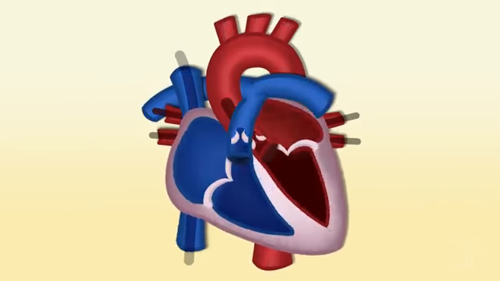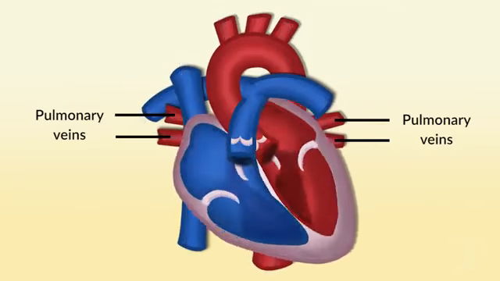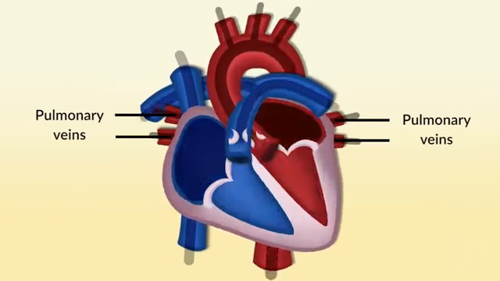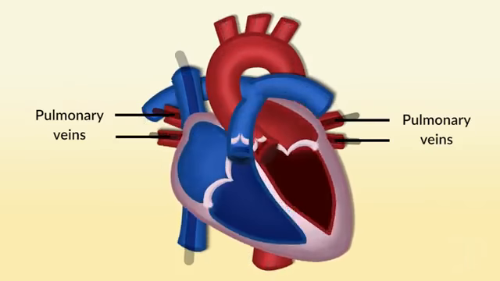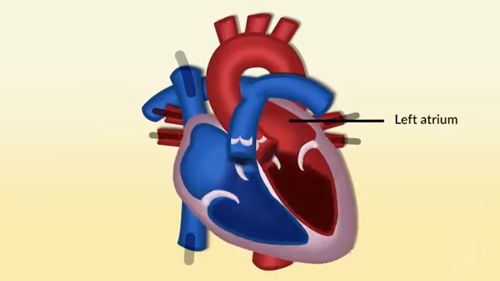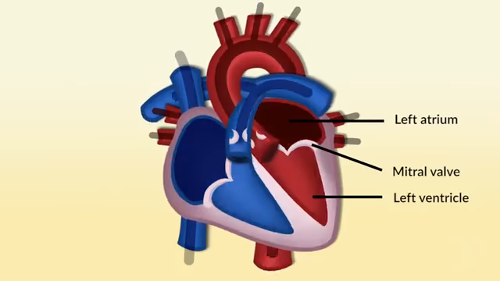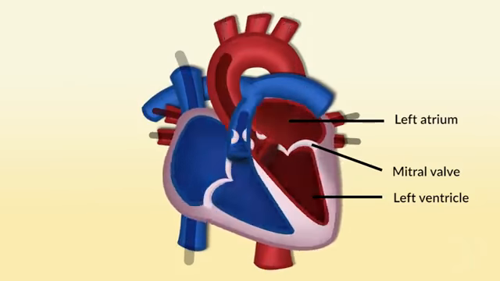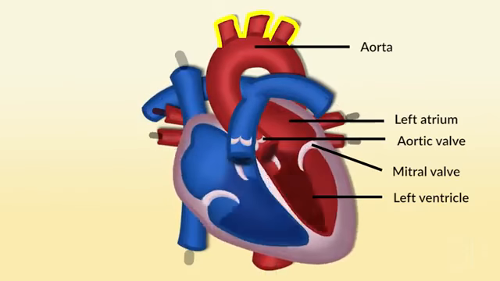The four pulmonary veins, 2 from the right lung and 2 from the left lung, carry oxygenated blood from the lungs to the left side of the heart. The oxygenated blood flows from the left atrium through the mitral valve and into the left ventricle and out through the aortic valve and into the aorta and to the body.